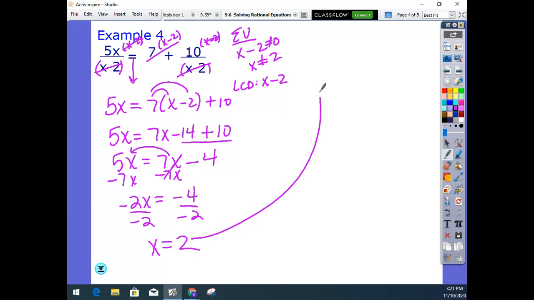But the one answer we cannot use is 2, because if I plug 2 into my original equation, I would be dividing by 0. So this does not work. This is an extraneous solution. So this means there is no solution that makes the equation work. Anytime you don't have an answer, you just do a circle with the line through it. That tells me there's no answer that makes it work.